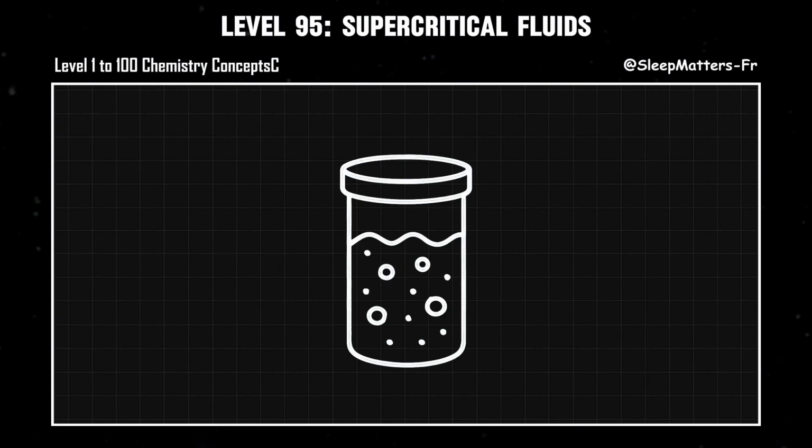Supercritical fluids are powerful tools. One of the most common is supercritical carbon dioxide. It is used to make decaffeinated coffee. The beans are soaked in this supercritical fluid, which dissolves the caffeine but leaves the flavor intact. It is also used to extract essential oils from plants, creating pure perfumes and flavors without using harsh chemicals.